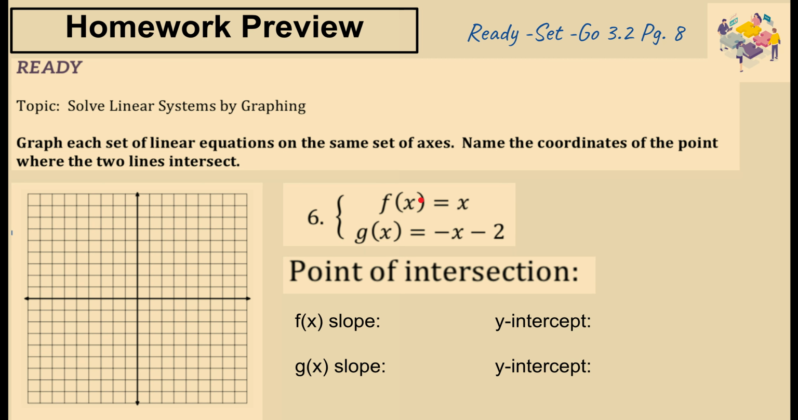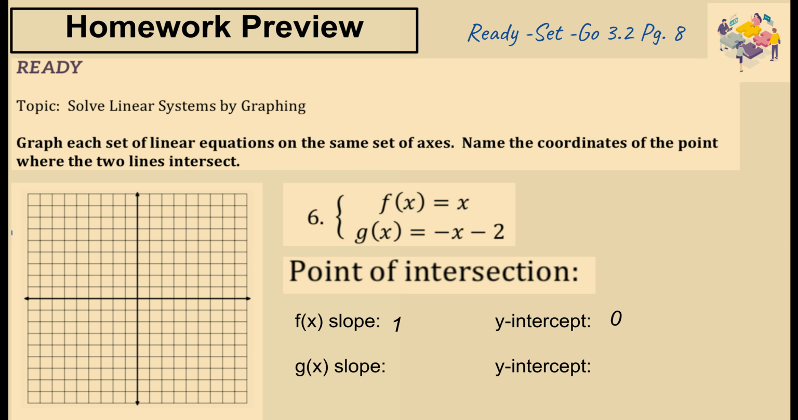So if we look at f of x first, we can find the slope. Well, the slope would be here. And remember, in front of here, it's 1x. So this is 1x, which means the slope is the coefficient, which is 1. But then over here, we should have plus b. But because there's nothing there, that means that the y-intercept is 0.